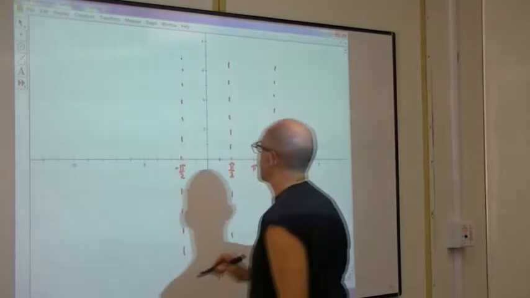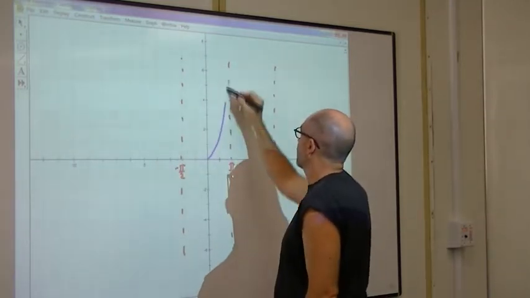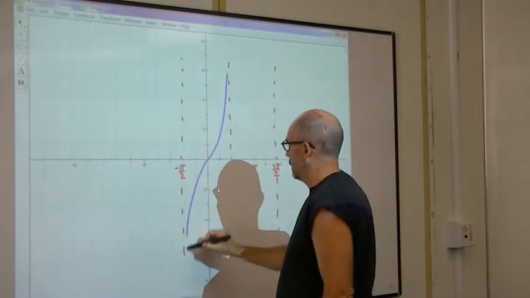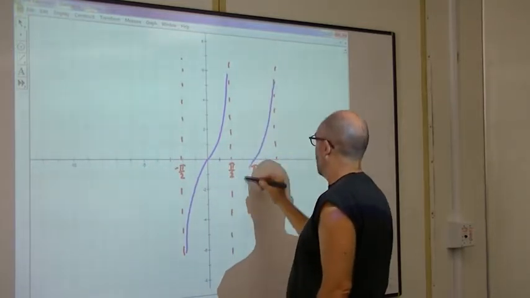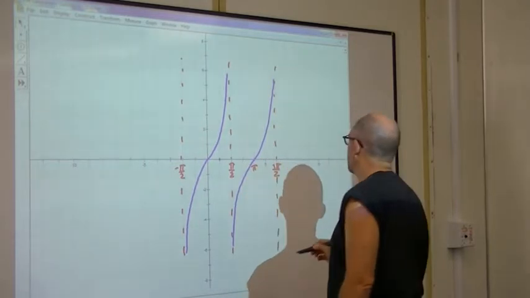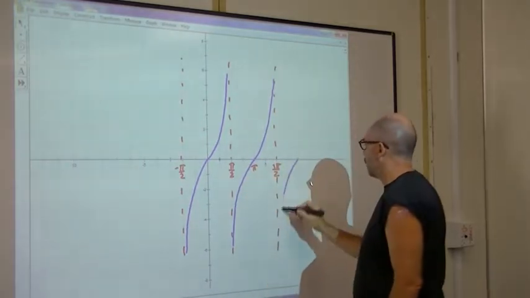Okay, so your tangent curve is going to look like this, and like this, and like that, and like that. And it's just going to keep on going forever and ever. Hallelujah.